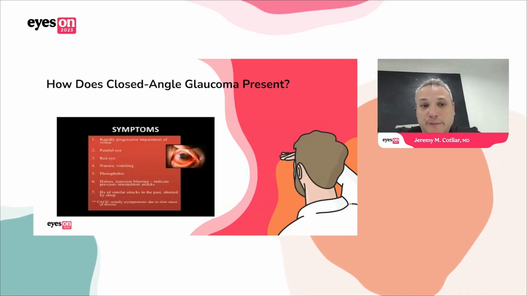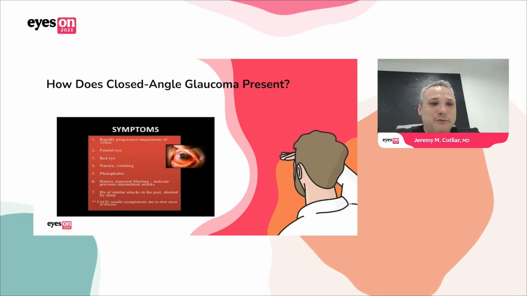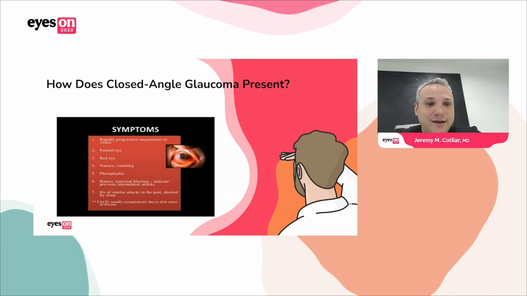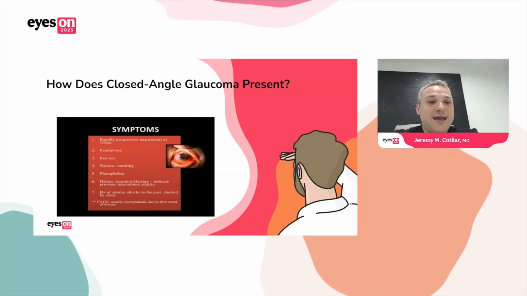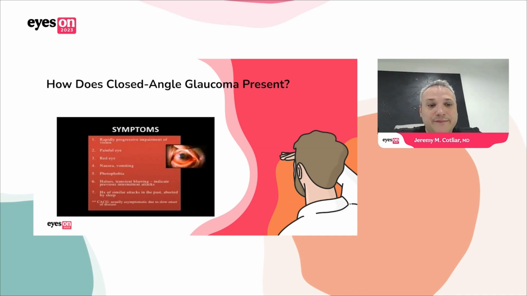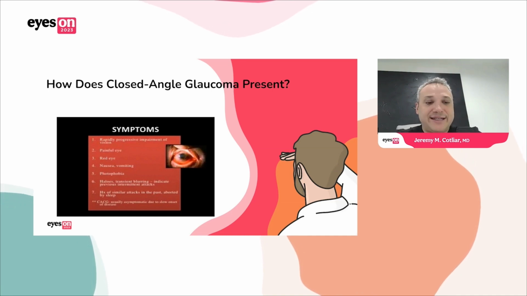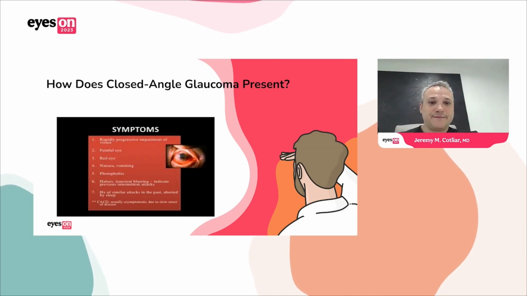How does closed angle glaucoma present? This is the steamy, red, hot eye, which is a rapidly progressive impairment of vision, painful eye, red eye, nausea, vomiting, photophobia, halos around lights, transient blurring, history of similar attacks in the past. Chronic angle closed glaucoma, or CACG, is usually asymptomatic due to slow onset of the disease.